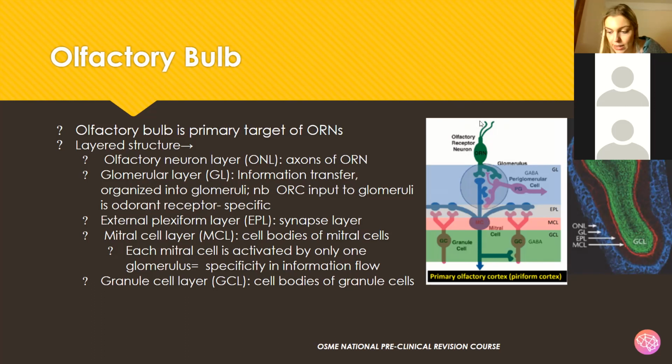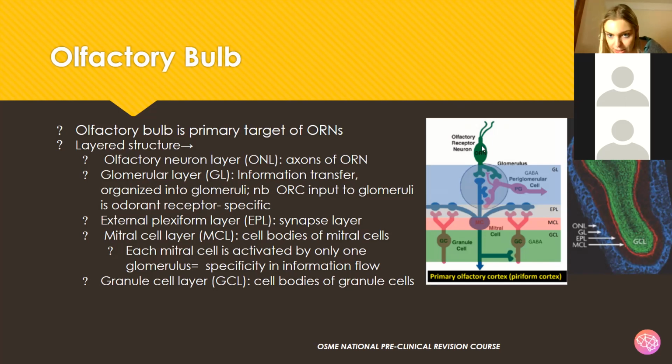So that's really good for maintaining specificity in information flow, as I've described it. Cool, okay. And then we have our granule cell layer, where we have our granule cell bodies, and these again are GABAergic, and just increase the specificity in the system.